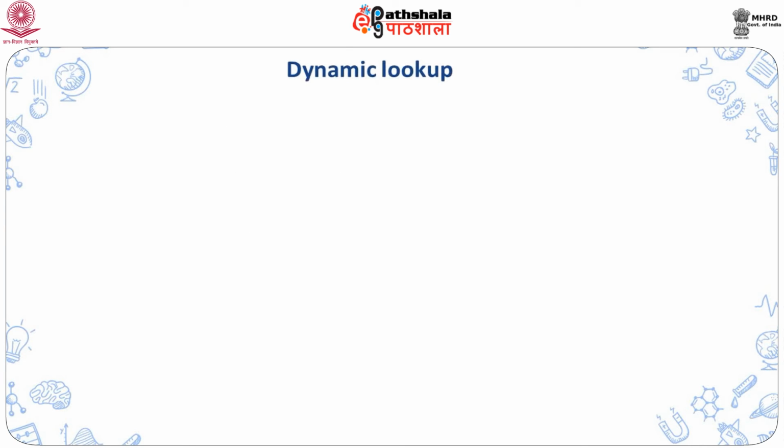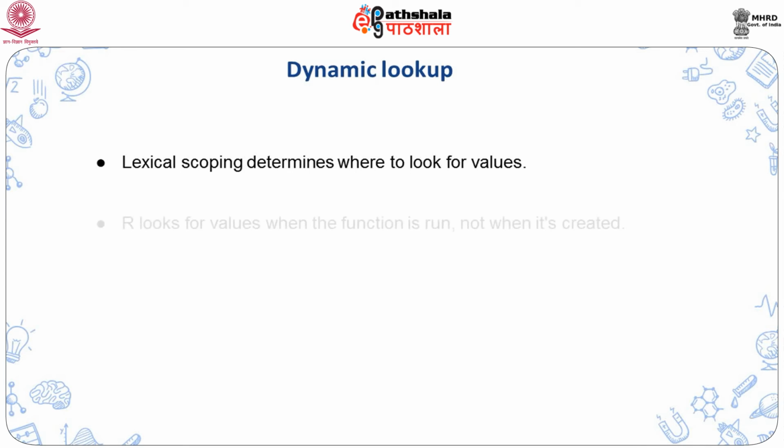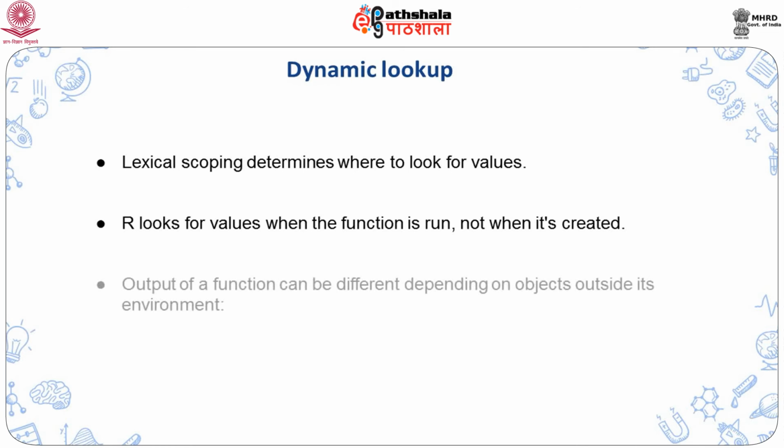Now we have reached the fourth part of this section, which is dynamic lookup. Lexical scoping determines where to look for values, not when to look for them. So basically it answers the question where to look, not when to look. R looks for values when the function is run, not when it's created. As you can know, the output of a function can be different depending on objects outside its environment.